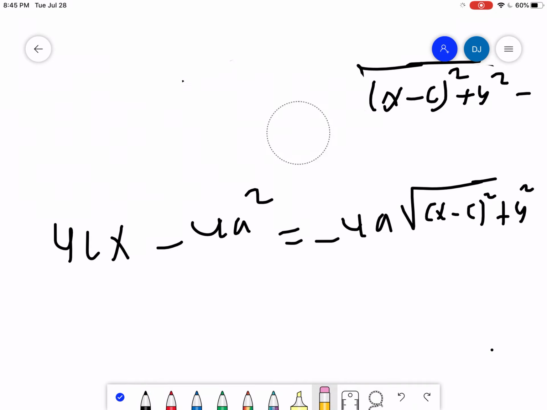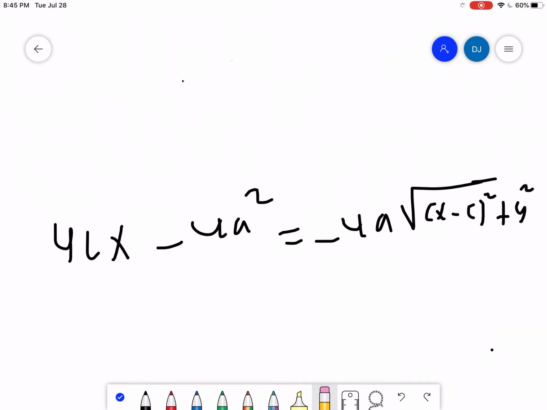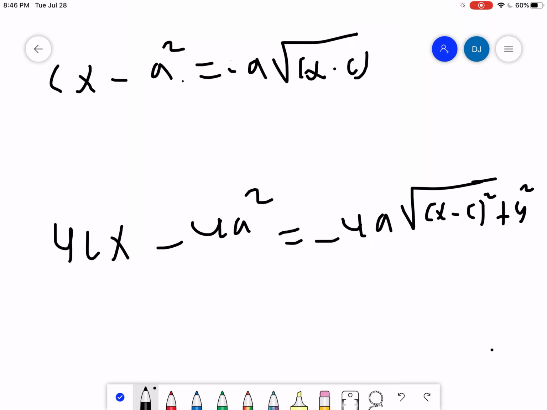Now if you divide everything by 4, we get cx minus a squared is equal to negative a radical x minus c quantity squared plus y squared. I memorized this derivation, so I need to make sure I'm doing this right.